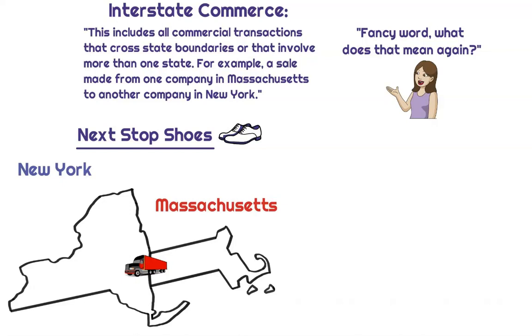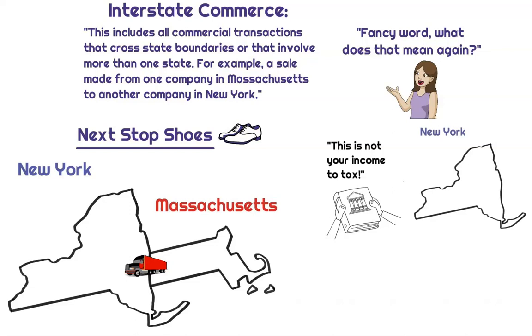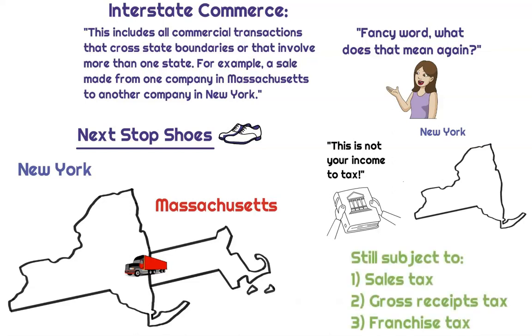For example, when Next Stop Shoes distributes from Massachusetts to New York, then it is going to be making a sale from one state to the other. So the state of Massachusetts is going to be like, you owe us state income tax money. And the state of New York is going to be like, no, you owe us state income tax money. And the reality is federal laws are going to prohibit states from imposing net income tax on business activities that involve this interstate commerce. Keep in mind, once again, we're focused on prohibiting New York from imposing net income tax on Next Stop Shoes. Also keep in mind, they're still going to be subject to sales tax, gross receipts tax, and franchise tax.